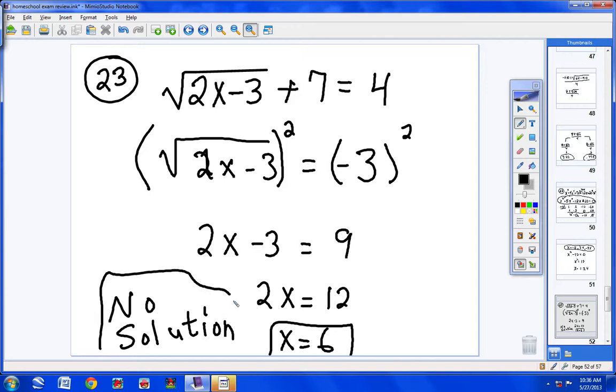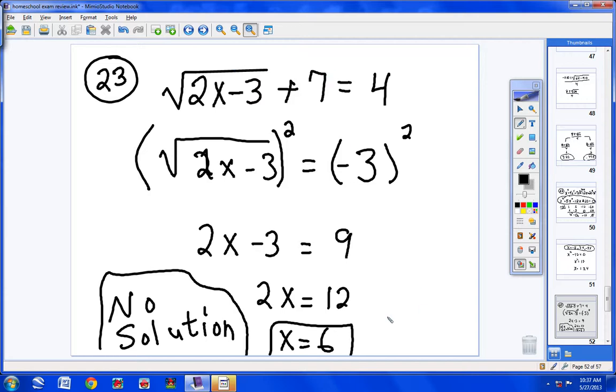Radical equations, like square root and cube root equations, are the ones where you have to check your answer. Even though you get an answer out, sometimes it doesn't always work. If you put a 6 into this radical: 2 times 6 is 12, 12 minus 3 is 9, the square root of 9 is 3, and 3 plus 7 is 10.